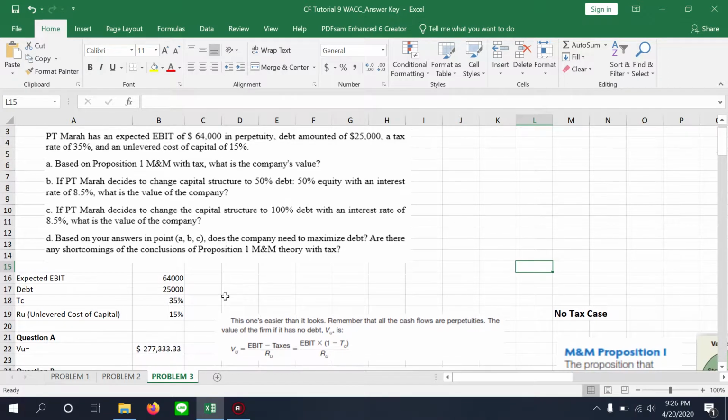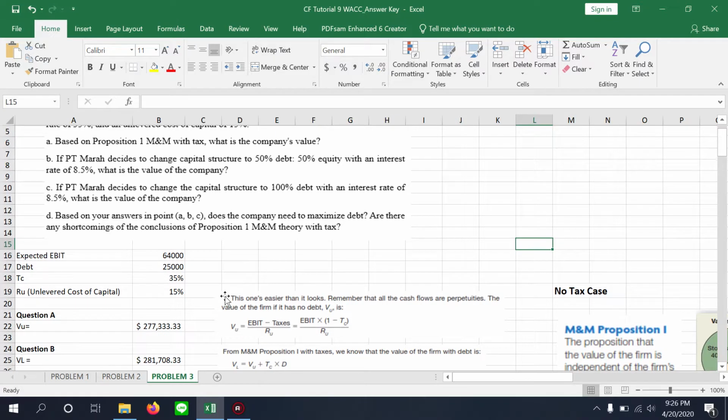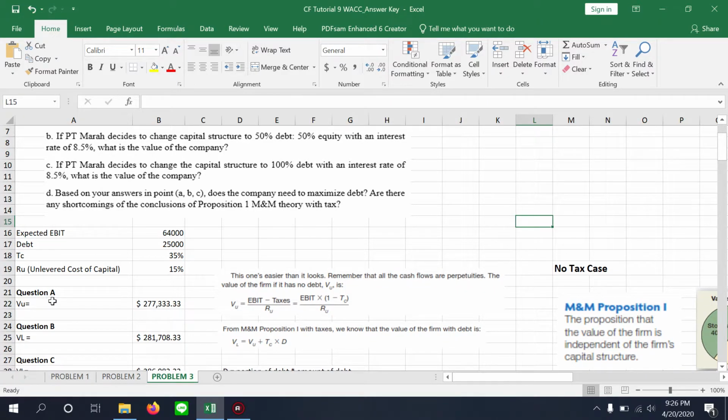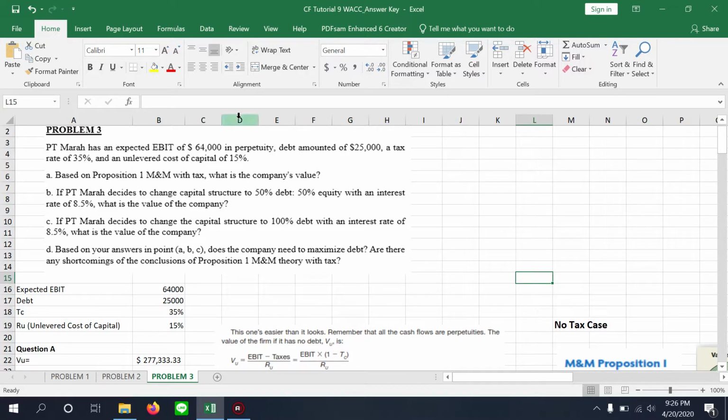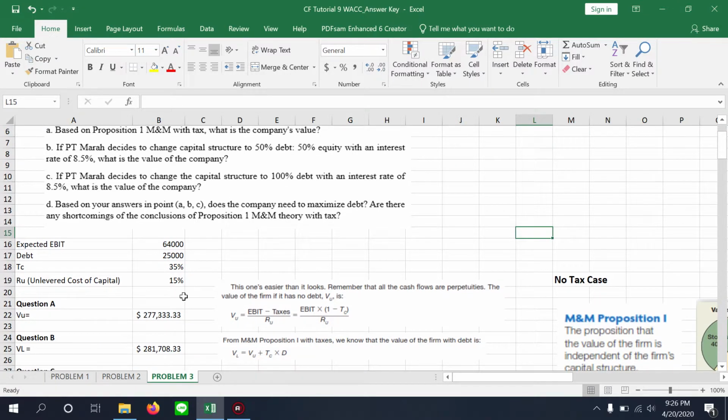So basically, in problem A, we find the value of the company unlevered, because the company does not have any debt. So based on proposition 1 M&M with tax, what is the company value?